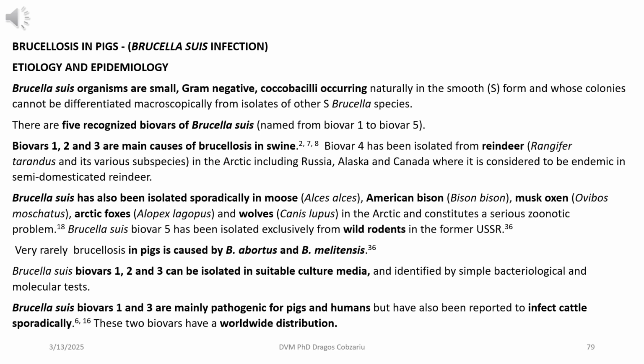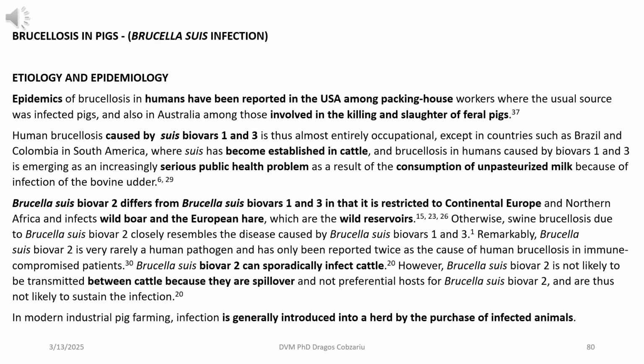Brucella suis biovars 1, 2 and 3 can be isolated in suitable culture media, and identified by simple bacteriological and molecular tests. Biovars 1 and 3 are mainly pathogenic for pigs and humans but have also been reported to infect cattle sporadically. These 2 biovars have a worldwide distribution. Epidemics of brucellosis in humans have been reported in the USA among packing house workers, where the usual source was infected pigs, and also in Australia among those involved in the killing and slaughter of feral pigs.